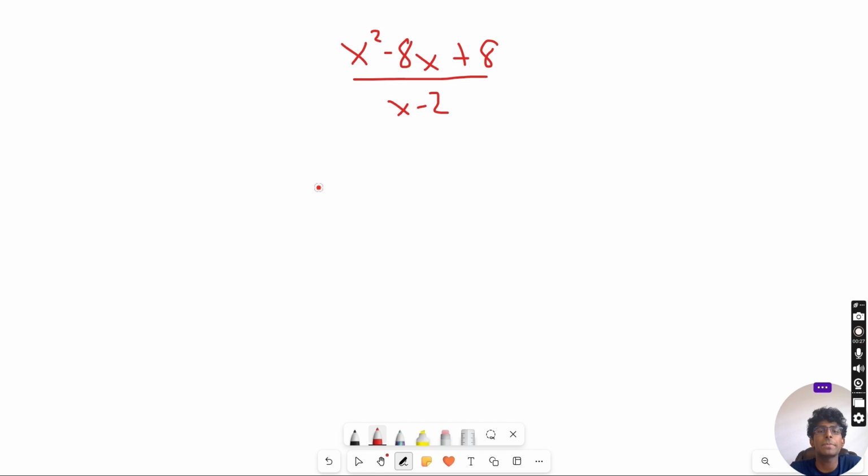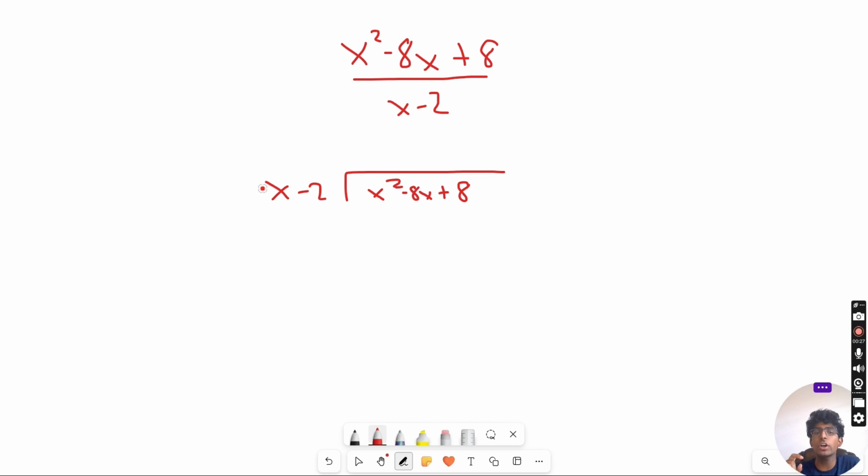Okay, so what we're going to do is, this is our divisor, this is our dividend. So x minus 2, and then we're going to have x squared minus 8x plus 8. All right, so what we want to do is this, right? Let's first look at this x squared term by itself. We're dividing x squared divided by x. What does that give us, right?